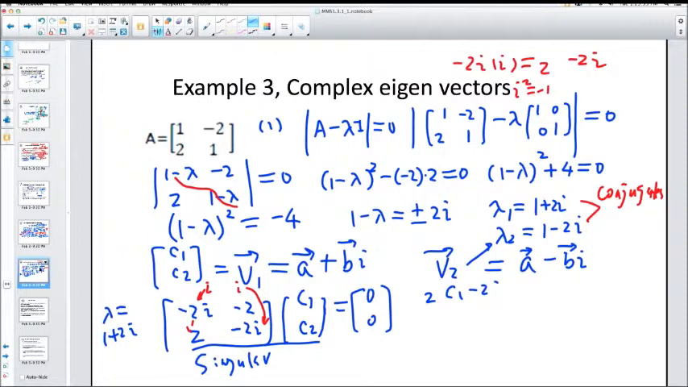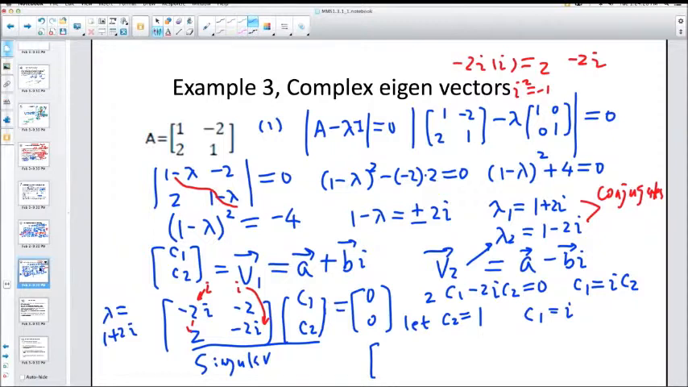2C1 minus 2i C2 equals 0. Then C1 equals i C2. To make it easy, let's assume you have a freedom, right? C2 equals t, but I want to make it equal 1. I don't need many, I only need 1. Your solution is really a straight line, but I only need 1 vector on the line. Then C1 equals i.